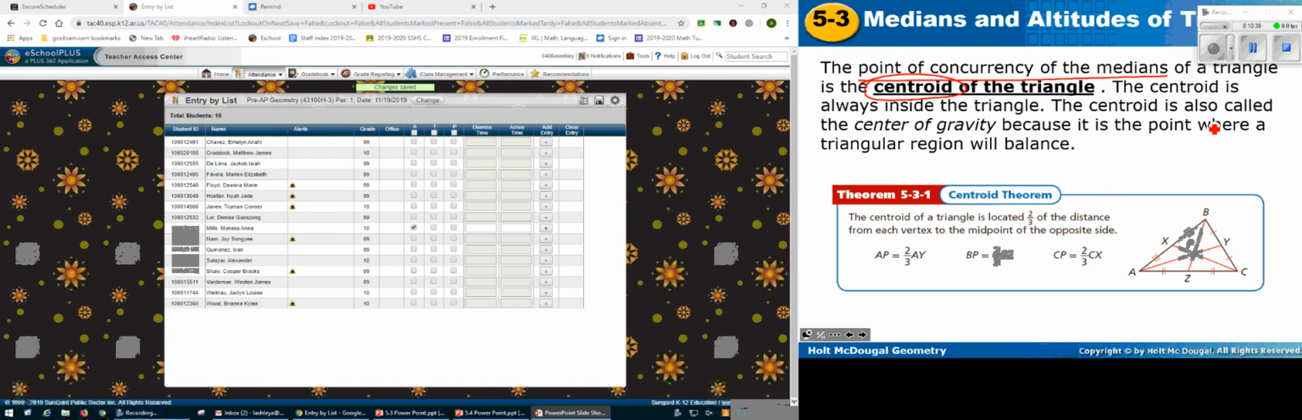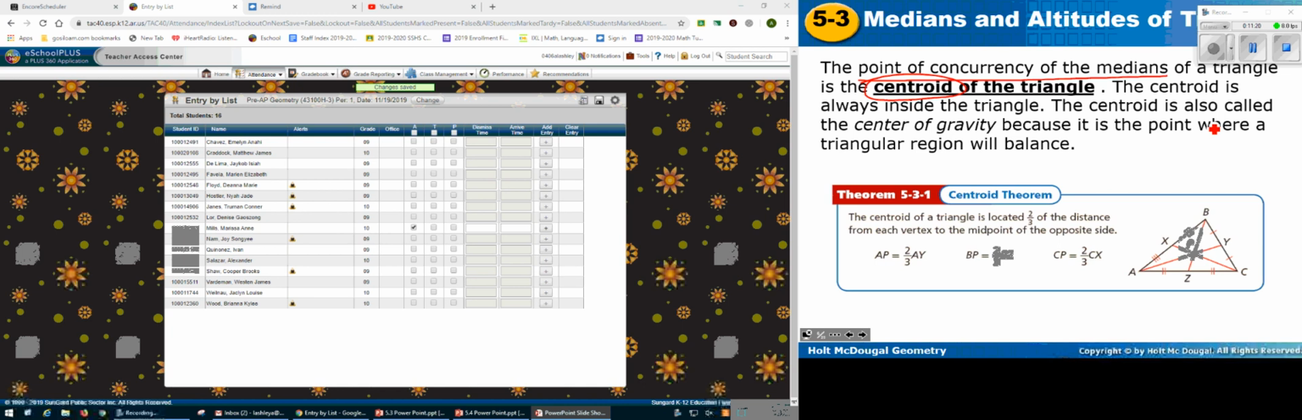So the centroid is always inside the triangle. What point last class period, circumcenter or incenter, was always inside the triangle? Incenter. So this one was also always inside. Remind me, where was the circumcenter when it was an acute triangle? Inside. Where was it if it was a right triangle? Okay, on the hypotenuse, and it was specifically on the midpoint of the hypotenuse, but it was on the triangle.